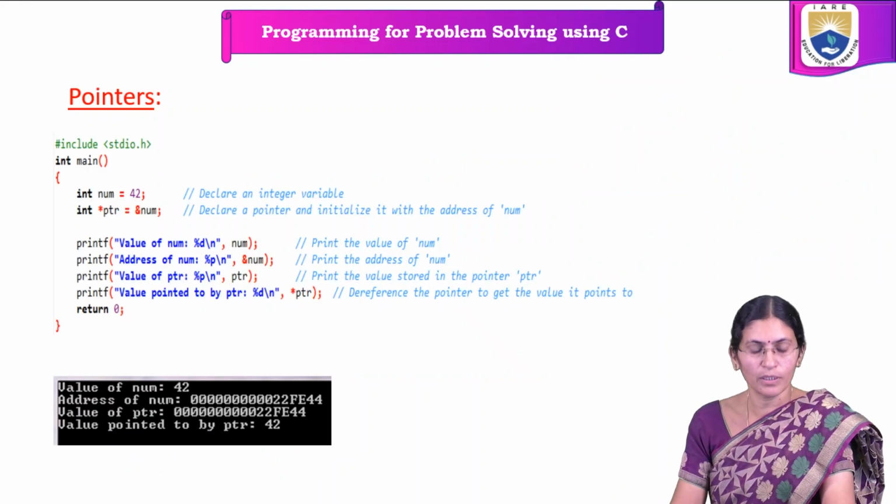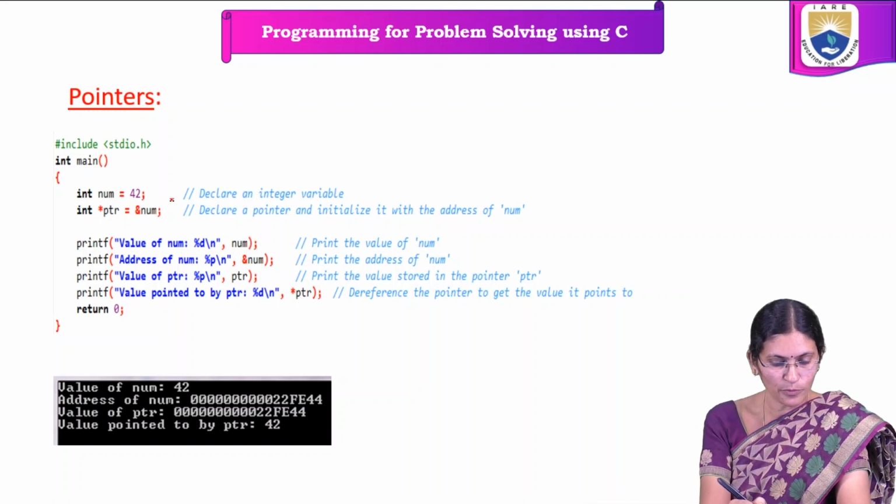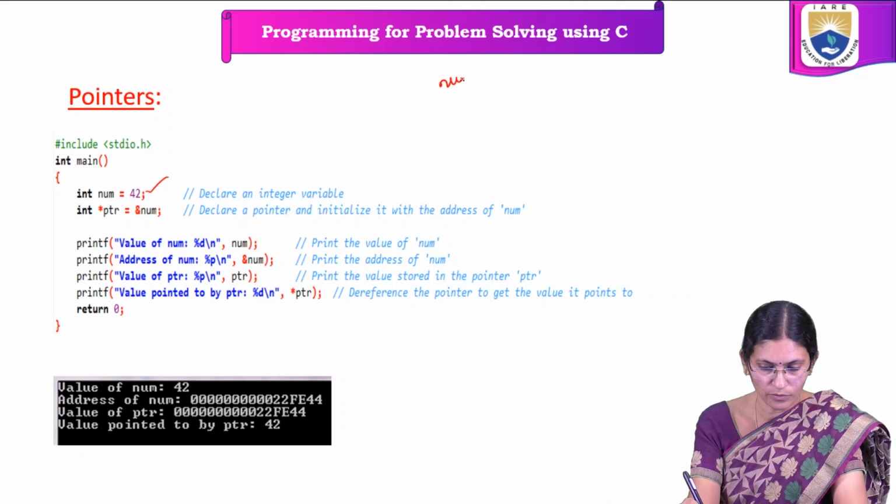Now let us see one program where we are using pointers. So here in this program, we have declared an integer variable num. So num is equal to 42. So the compiler will allocate some memory for this. 4 bytes of memory is allocated for this. Value will be 42, along with some address.